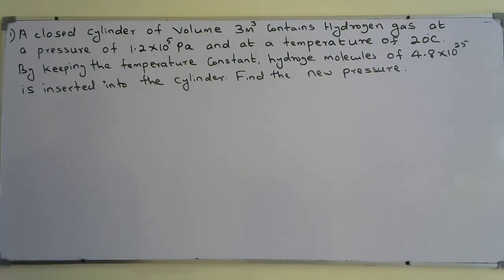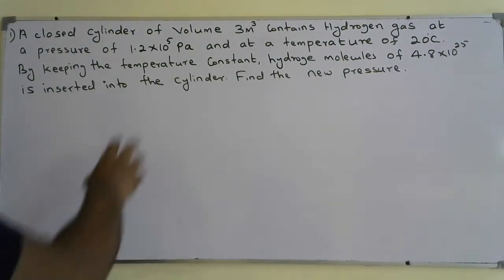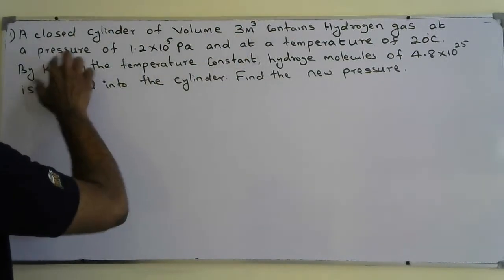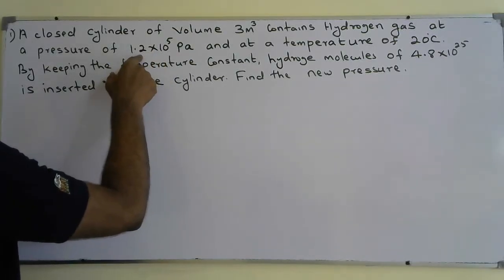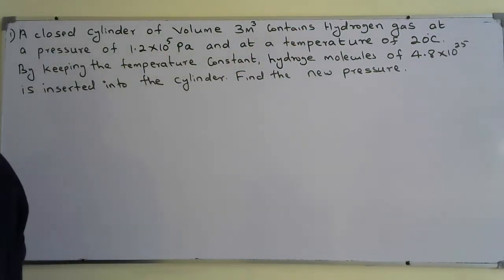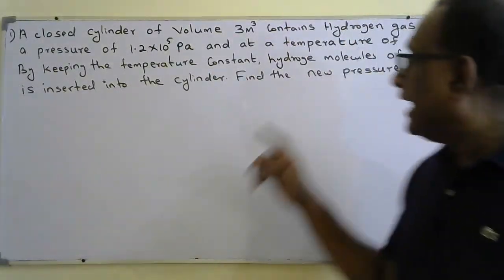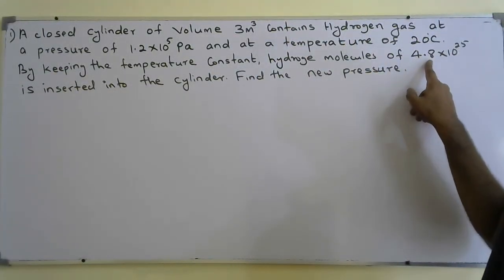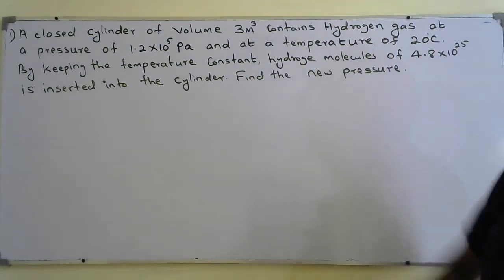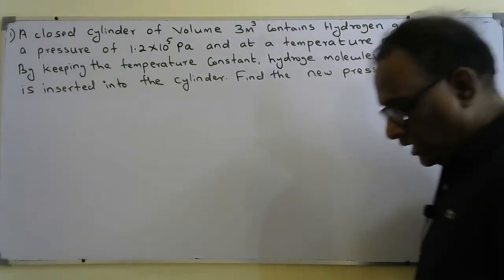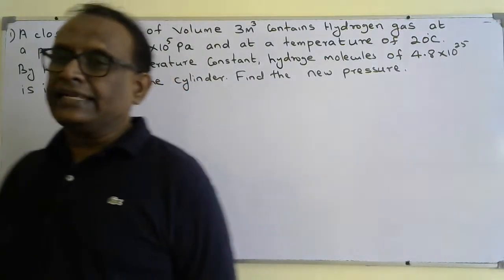Okay, so this is the first question based on the equation of state for ideal gas. The volume of the cylinder is given, the pressure of the hydrogen gas in the cylinder is given, and the temperature is given. By keeping the temperature constant, an extra number of molecules of hydrogen is inserted into the cylinder. Find the new pressure. Okay, anyway, PV equal NkT.